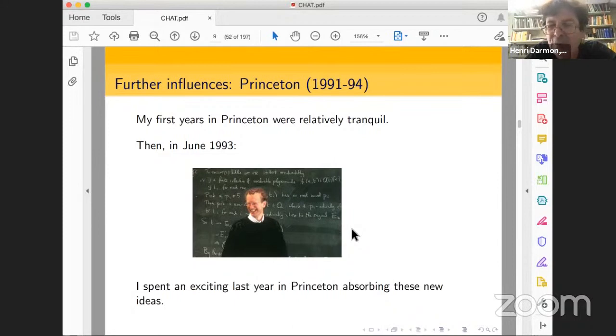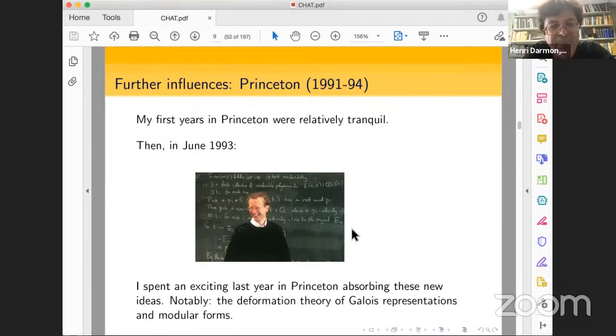Yakov Sinai asked me to write an expository article about Wiles' proof for the Russian math survey. So I kind of dropped everything that I was doing, which was not very interesting in any case. And I spent the last year just learning about Wiles' proof. And one of the key ideas that I learned about in that year was the notion of deformation theory of Galois representations and modular forms.